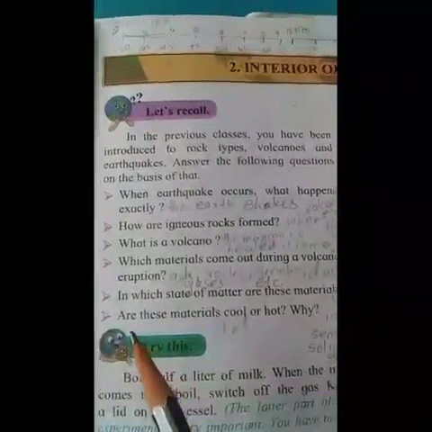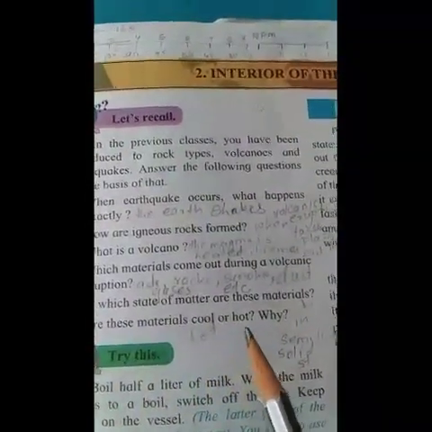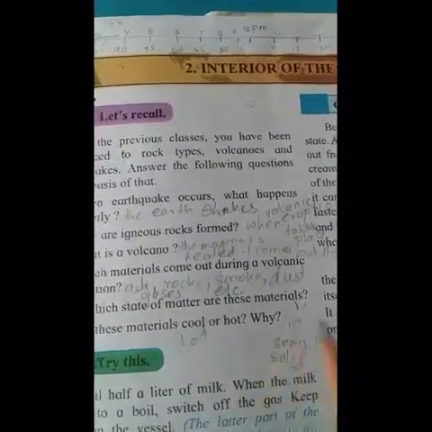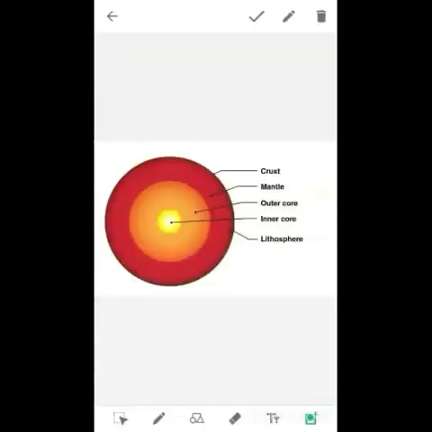Next question. Are these materials cool or hot, and why? These materials are hot because they are thrown out during volcanic eruptions from the interior of the Earth. The interior of the Earth has a very high temperature.